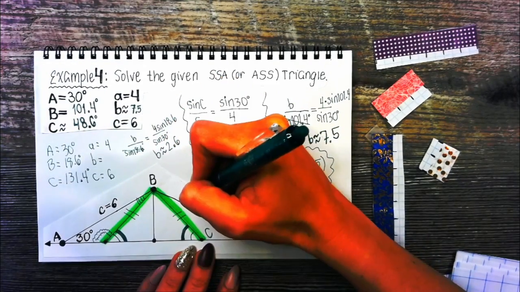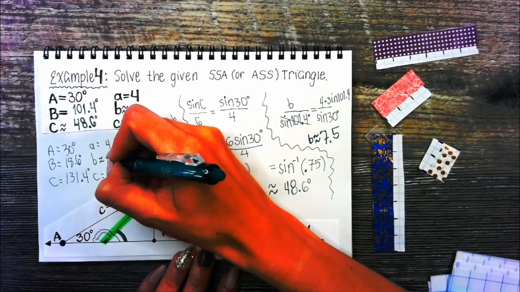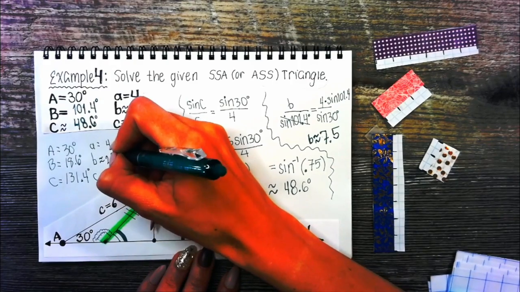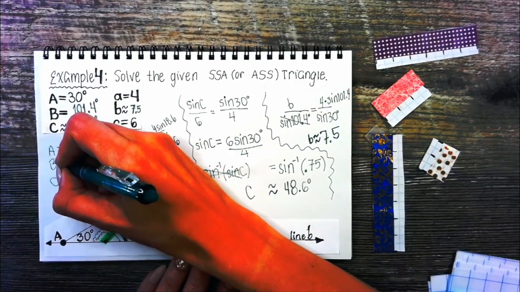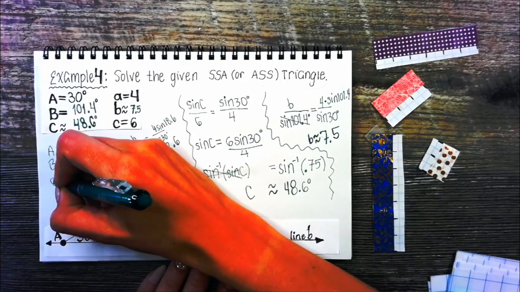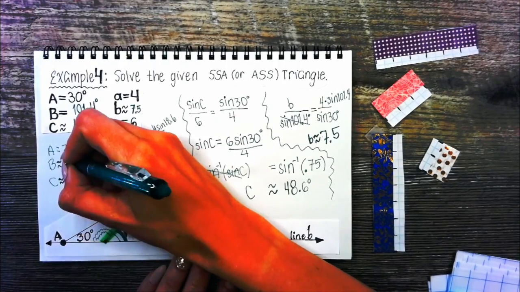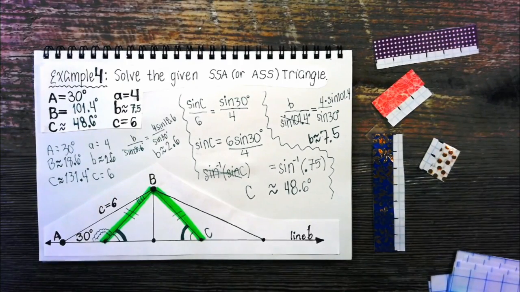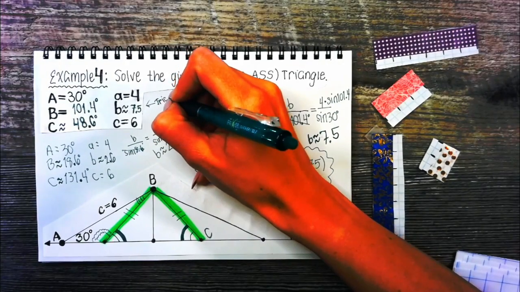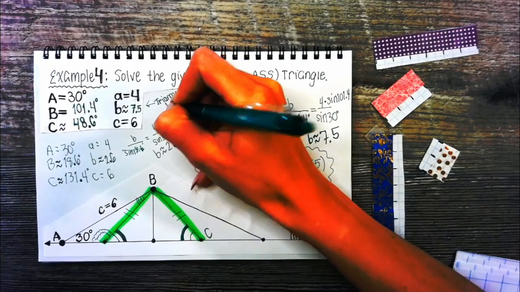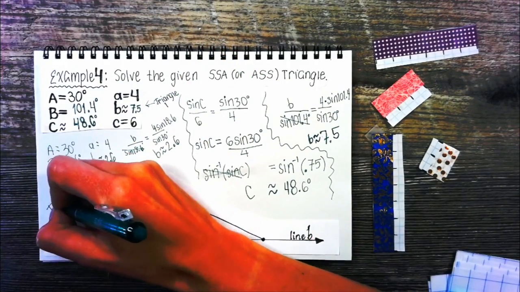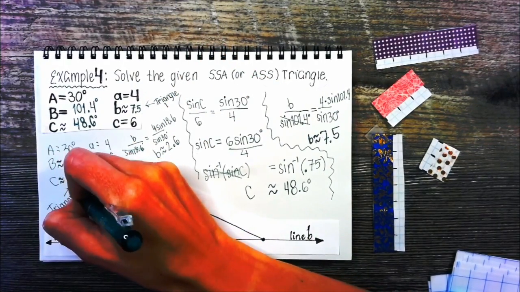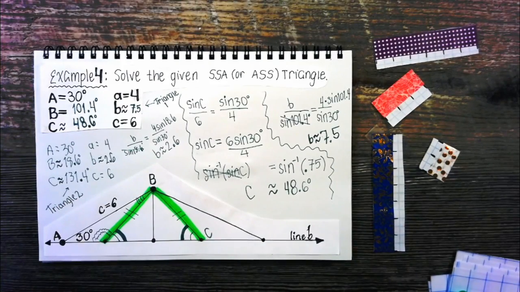In examples 1 and 2, we solved angle-side-side triangles which only had one result. In example 3, we weren't able to make a triangle, and here in example 4, there were two possible triangles. All I'm going to do to finish this problem is label my first set of information as triangle 1 and my second set of information as triangle 2.